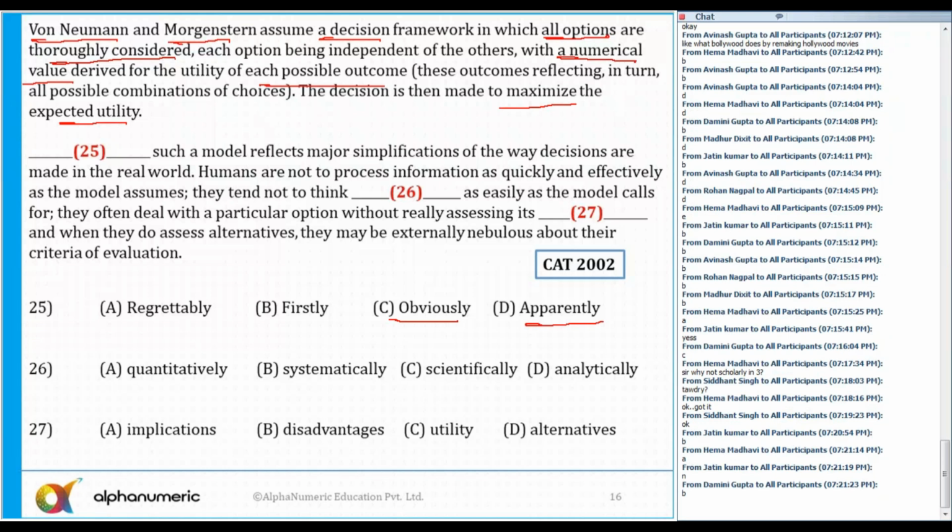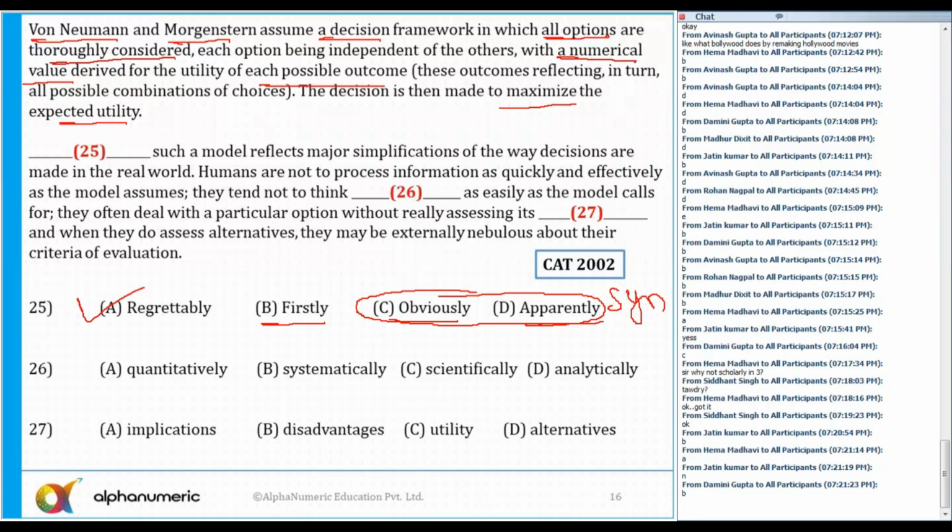Plus, I cannot choose firstly because when we read further, he's not saying that there is a second reason and third reason. He gives only one reason. So why does he have to enumerate it and say firstly, secondly, thirdly? Answer will be regrettably. Okay, regrettably, such a model reflects major simplifications. This is regrettable. Why? Because humans are not able to process information as quickly and effectively as the model assumes.